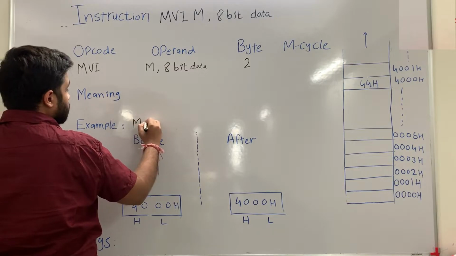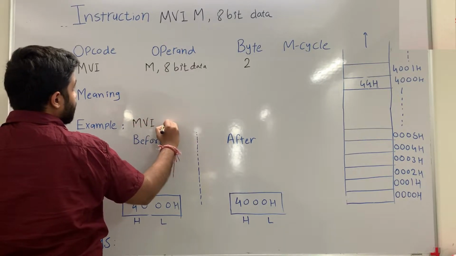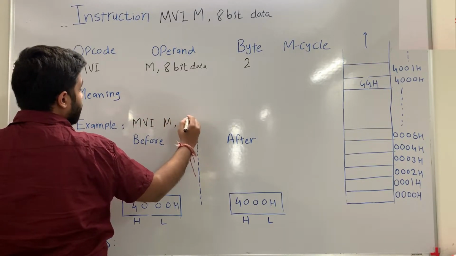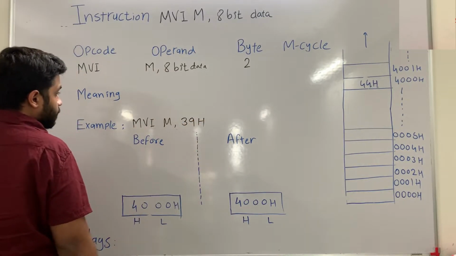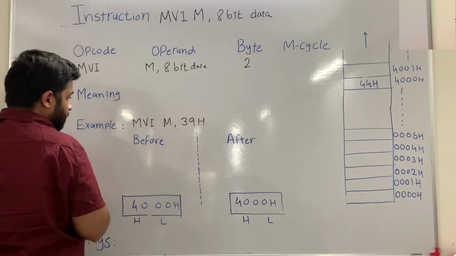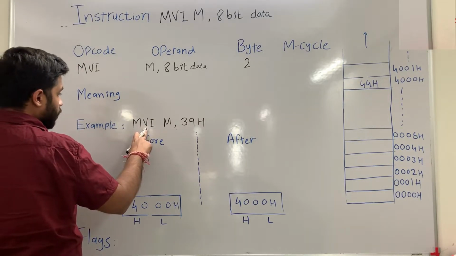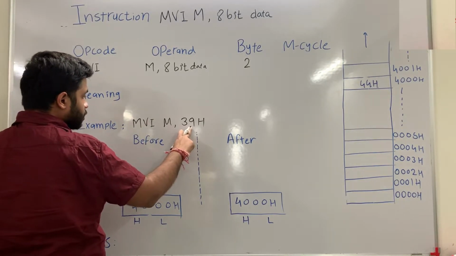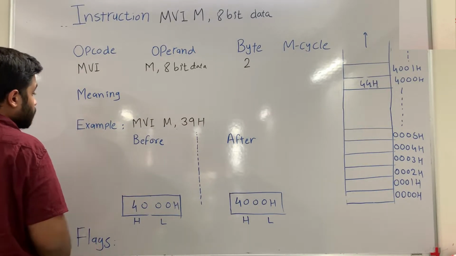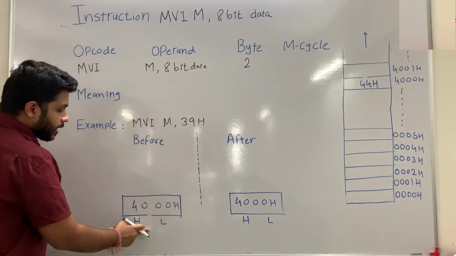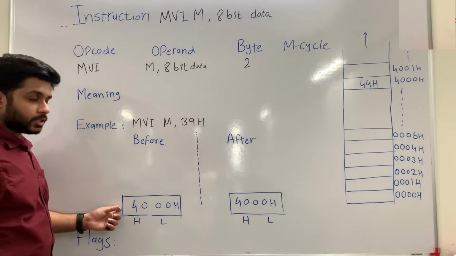Suppose the instruction is MVI M, 39H. We know the meaning of this instruction. Move immediate 39H to memory. Which memory? Specified in the HL pair. Before the execution, you can see that the HL pair contains 4000H.